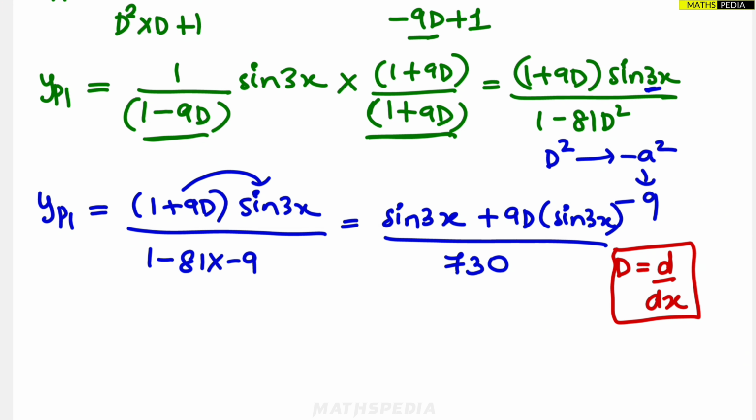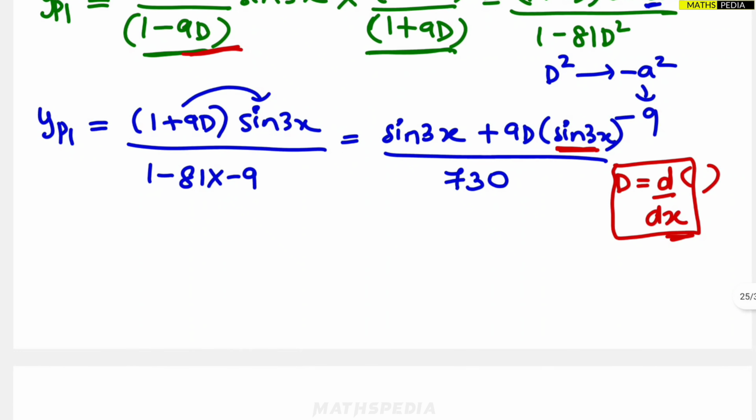Now what is the meaning of D by dx? Differentiation of any function with respect to x. Now there is some function sitting beside this, so I can differentiate that function. But in the denominator there was no function here. Observe that. So that's why I said that you have to bring it in the numerator. D is fine, but denominator D is not fine. So here, yp1 will become what? Sine 3x as it is plus 9 into differentiation of sine 3x.